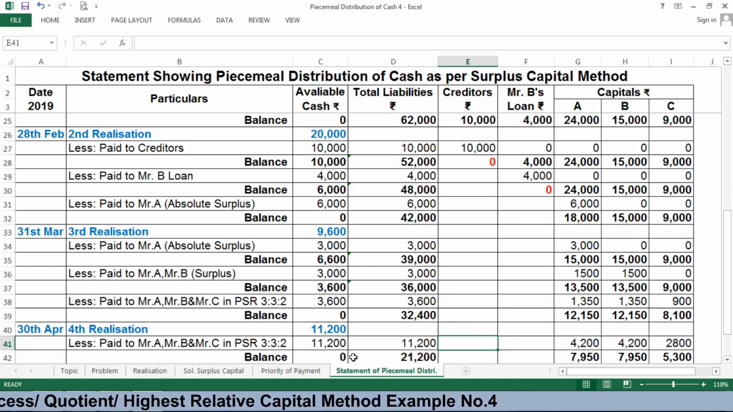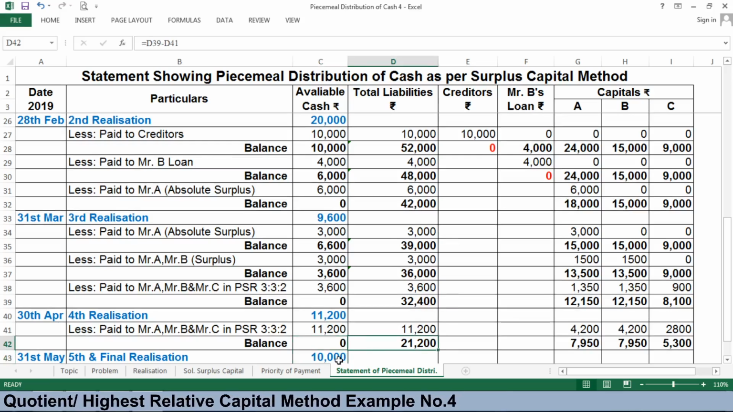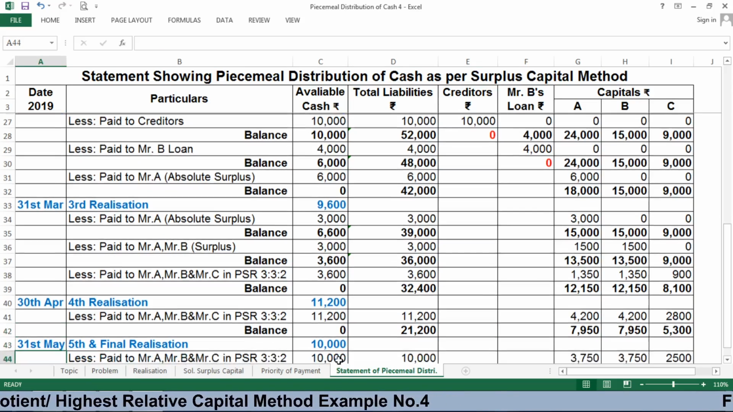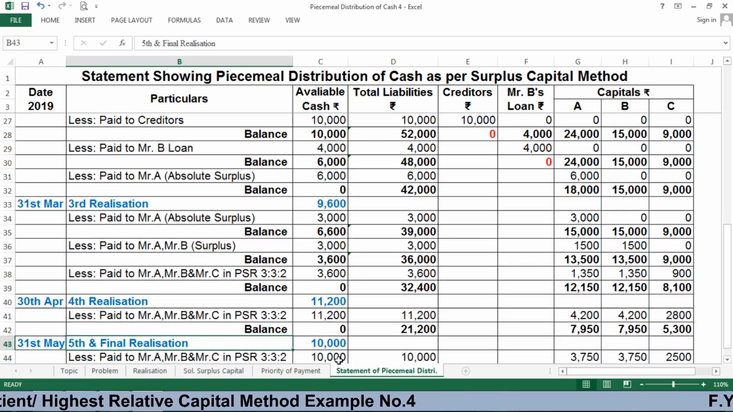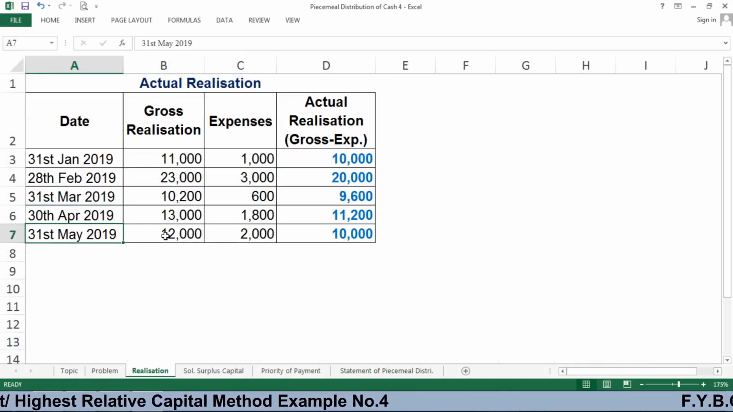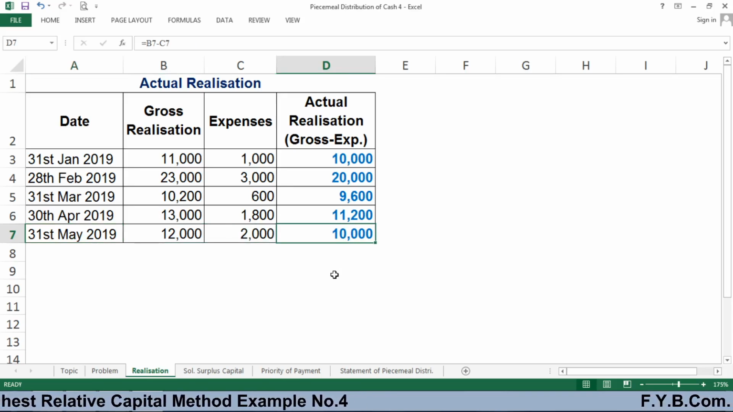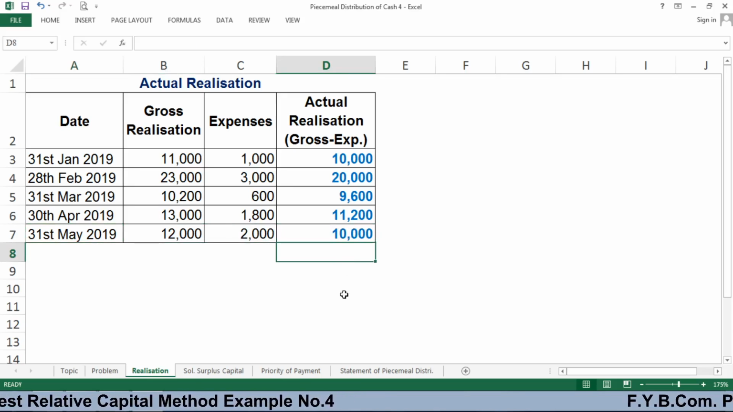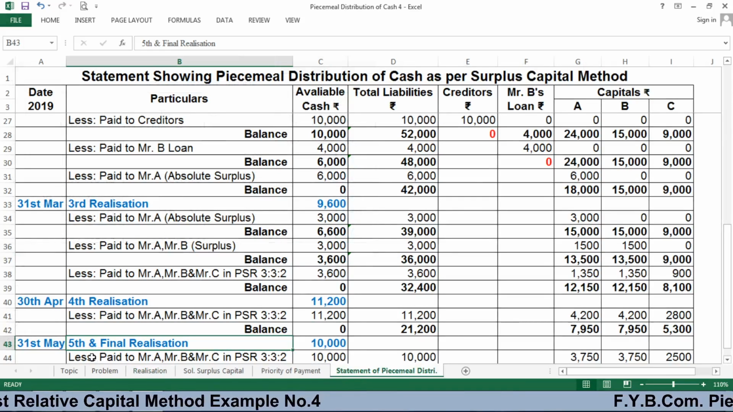So after payment of this to Mr. A, B and C in their profit sharing ratio, we have balance again 0. Still we have a liability of 21,200. Now we can call our final realization, that is on 31st May. Here the final realization is on 31st May 2019, which is of 12,000, where the expenses are rupees 2,000, and we have an actual realization that is 10,000. So our fifth and final realization is 10,000.